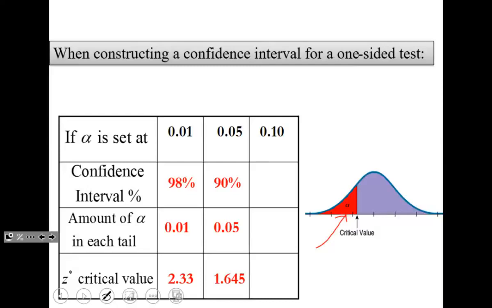Our last chance here: if I have an alpha of 0.1, it's often said 10%. I double it, that's 0.2, remove it from 1, and that gives me an 80% confidence interval. That was that last confidence interval. We said these are the most common confidence intervals: 98%, that's where it's coming from, 90%, where it's coming from, and 80%. That's where that 80% came from, since we didn't see it on the last slide. Again, amount of alpha in each tail, I only have one alpha, one tail, so it needs to be all of it. And the critical value is going to be 1.28.